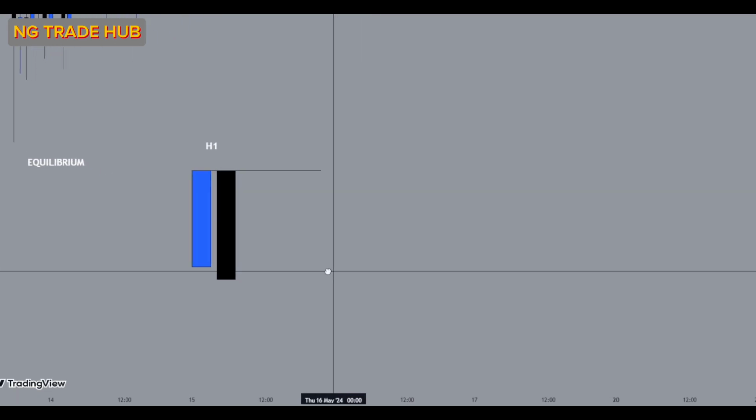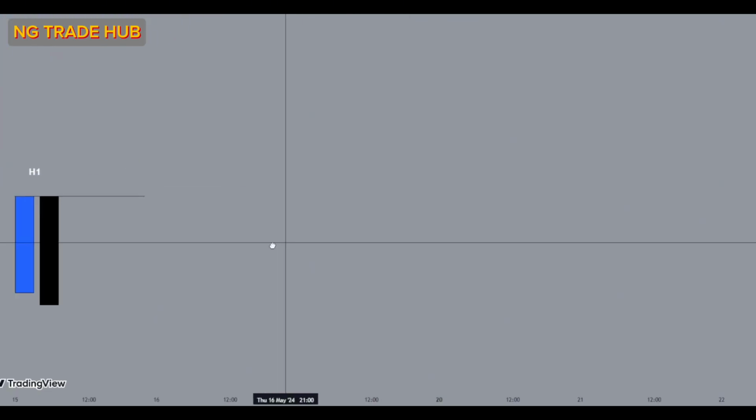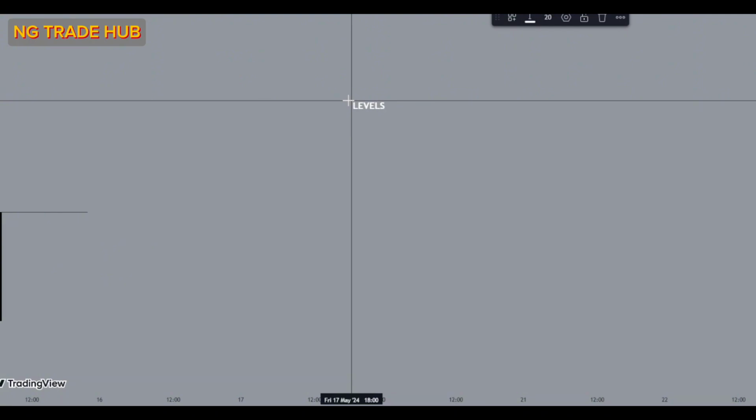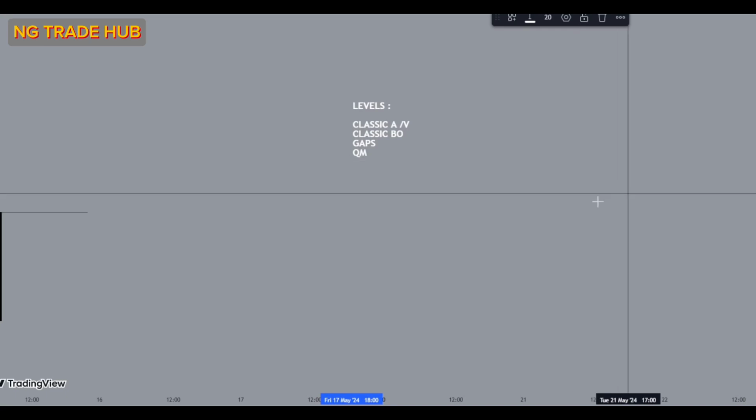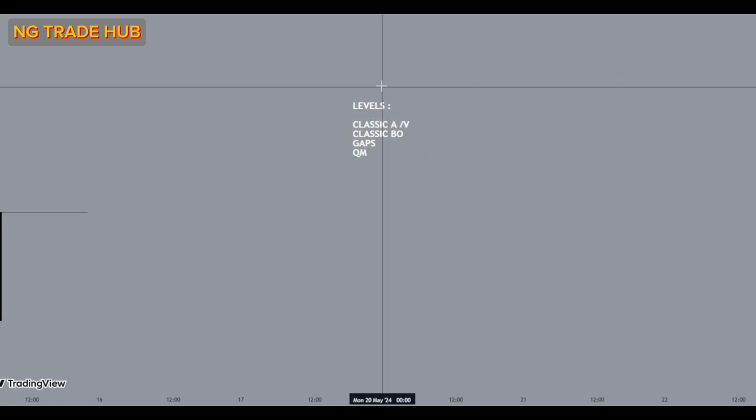So that's all we have about the introduction to the concepts called levels. We have our main levels: classic A or B, we have a classic breakout, we have gaps, and the last one is a QM. Those are the main levels we are going to use from now on.